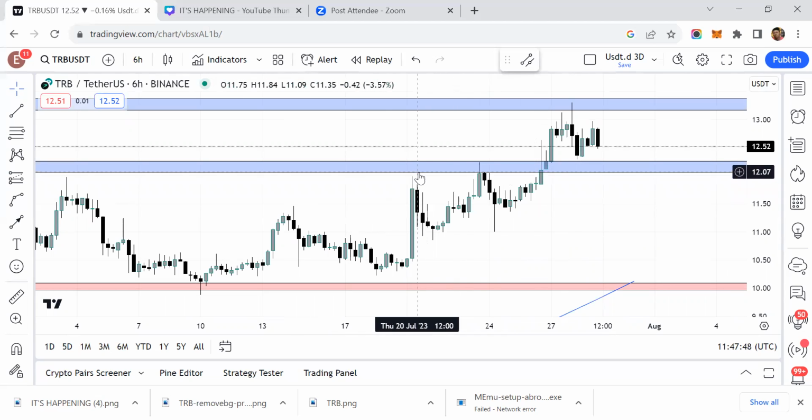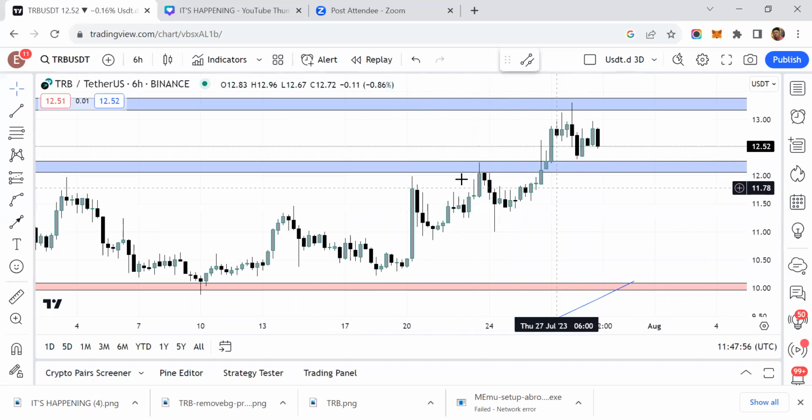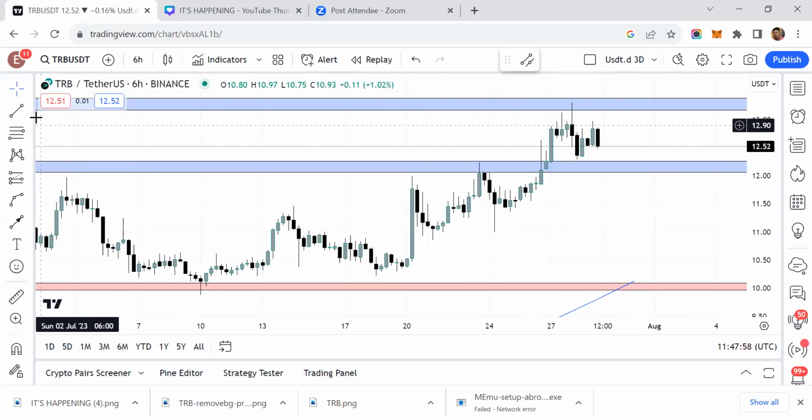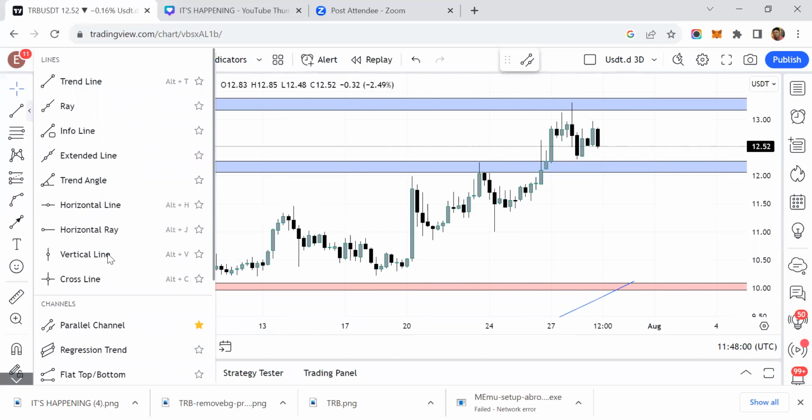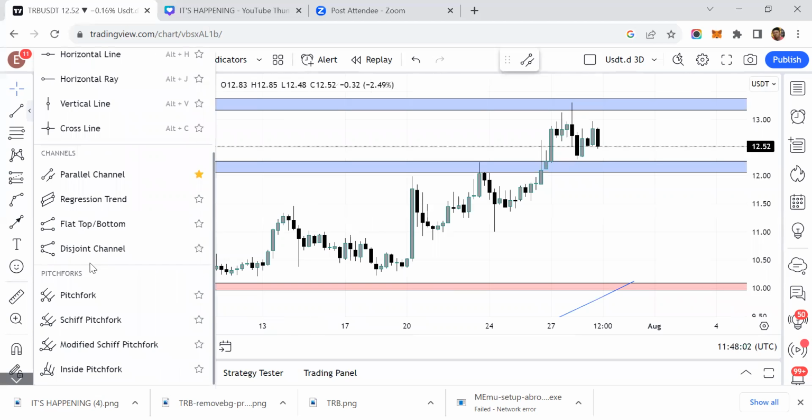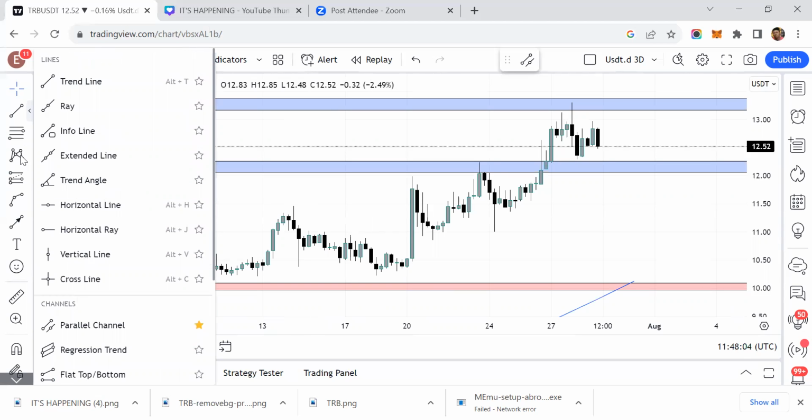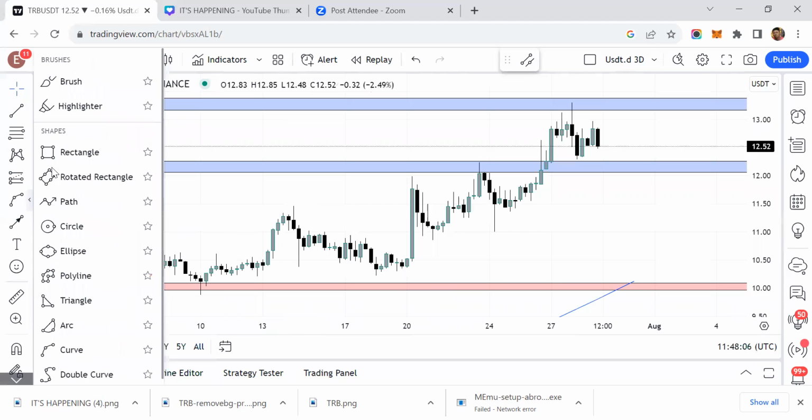Now, we want to identify patterns on the 6 hours or the 4 hours, depending on you. We want to identify patterns right here. First thing we want to do, come here and see what exactly this market was doing.